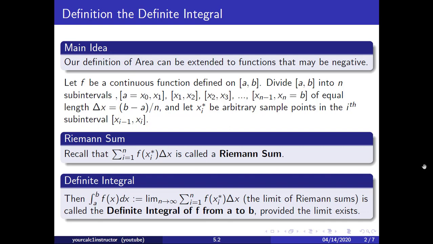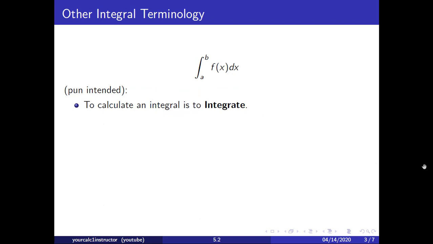So then, we define the definite integral as the limit, as n goes to infinity, of these Riemann sums. And we denote it with this little squiggle going from a to b of f of x dx, provided, of course, that this limit exists. Note again that this definition of the definite integral is the same as the definition of area under the curve from the last section, except we are not assuming that f of x is positive. Before we look at some examples and see how this definition plays out, let's look at some other integral terminology.